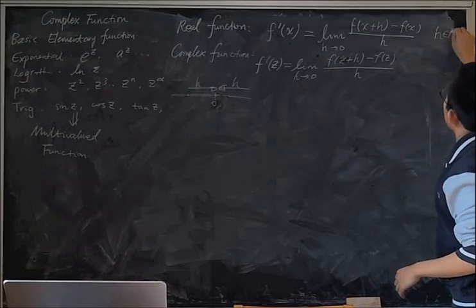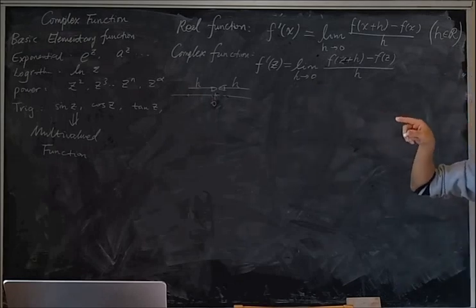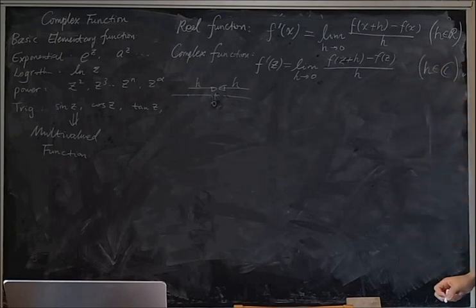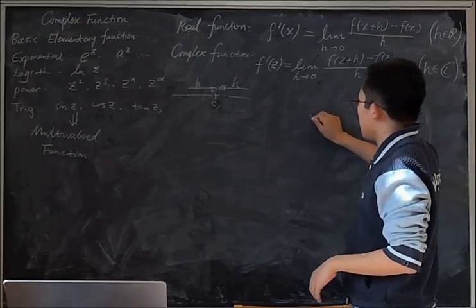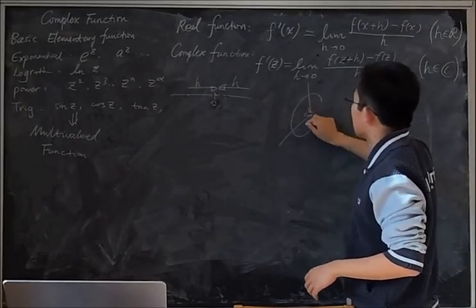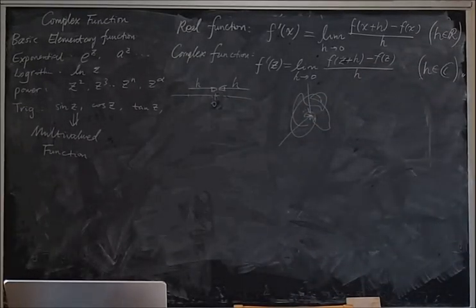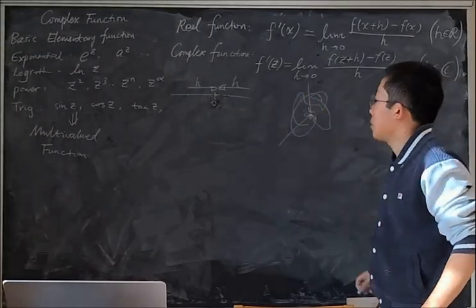But in this case, everything's complex. So h could also be complex. So h could approach 0 in infinitely many ways. The 0 is here and h could go this way, this way, this way, or could be even much more complicated. This limit has to be the same regardless of the way that h approaches 0. If not, then the derivative of f is undefined at point z.